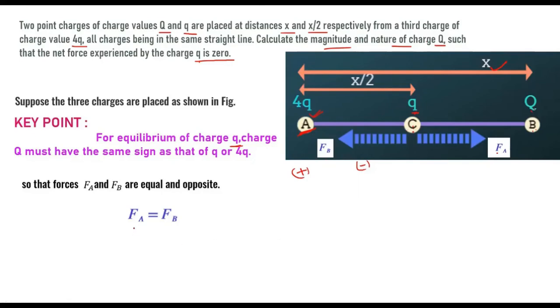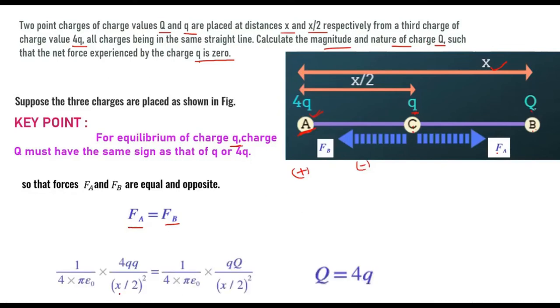Now according to this key point condition, FA must be equal to FB. Now we have to put in Coulomb's law. What is that? X by 2 and X by 2. We have to put the formulas over here. Both of them are at distances of X by 2 and X by 2. So like terms get cancelled out and we will get the magnitude of capital Q as equal to 4Q.